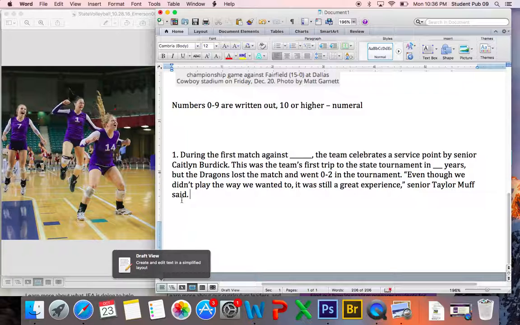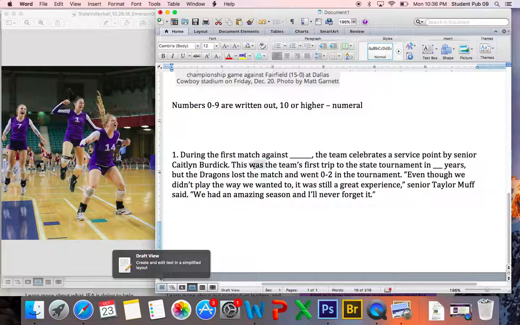So, "We had an amazing season, and I'll never forget it." Period, quotation mark. And that's how you end. Okay? So your first sentence is present tense. It's explaining what's going on. So during the first match against the team, whoever, the team celebrates a service point. So "celebrates" and "during" are what's present tense here.